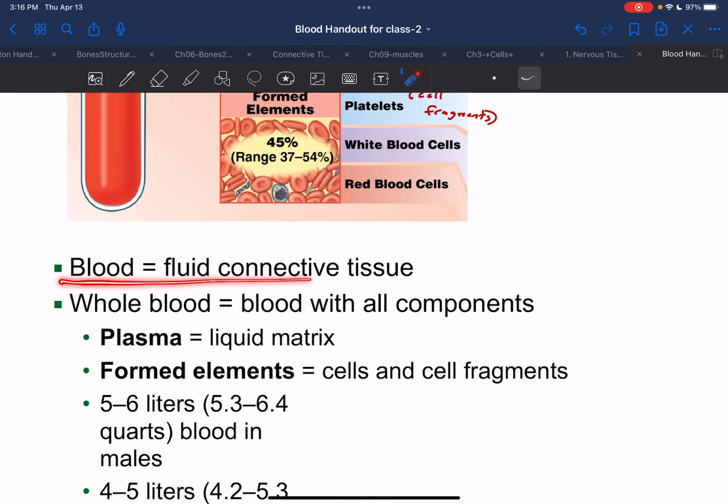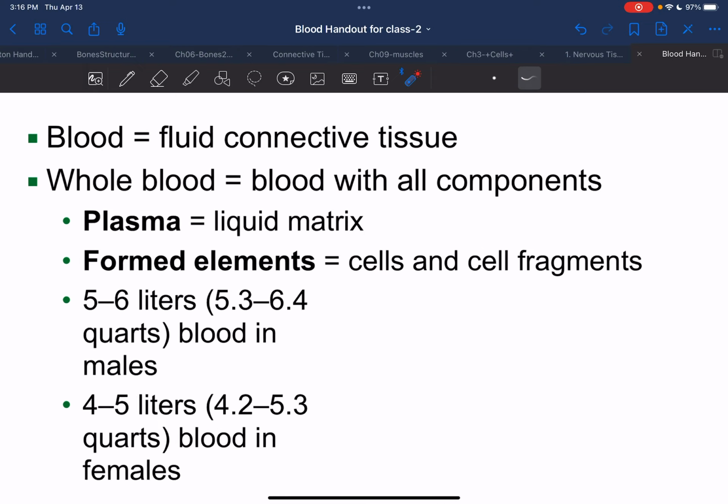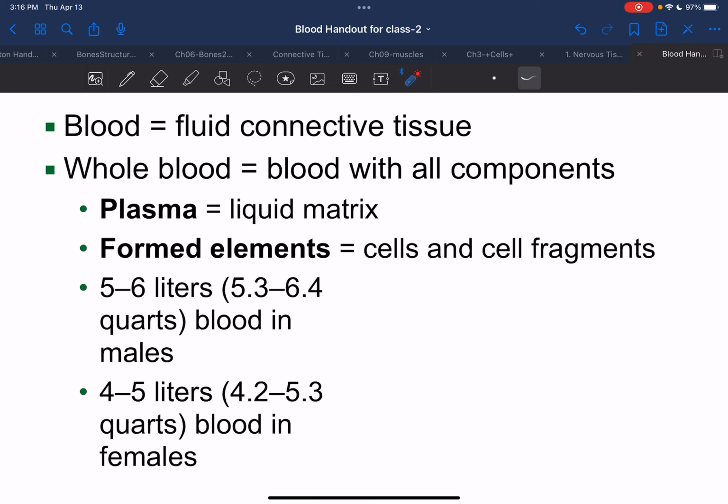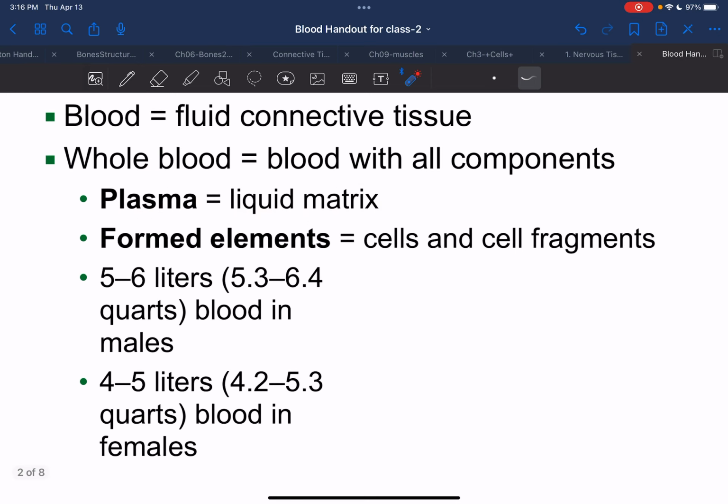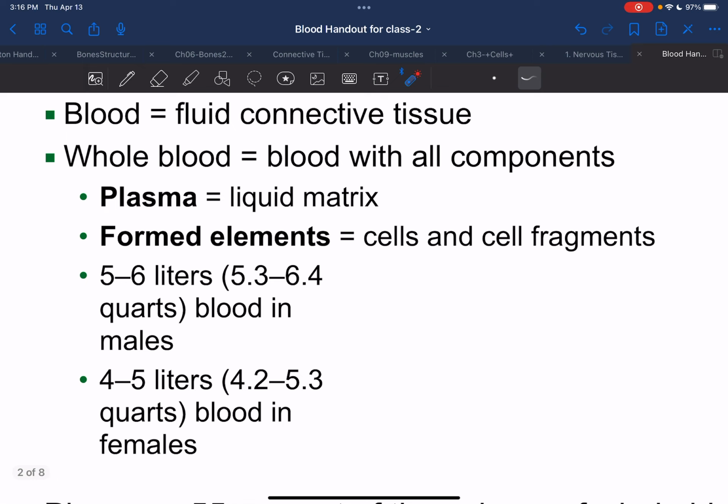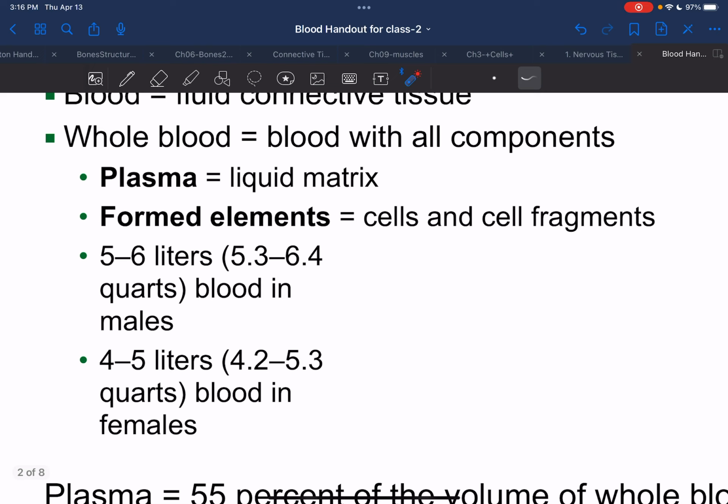Recall that blood is a fluid connective tissue. It connects multiple organs together by sharing or delivering those nutrients, gases, hence it's connecting them together. Plasma can be described now as our liquid matrix. Remember that the word matrix means the area around, and so the liquid area is the fluid that is in blood. Formed elements, these are going to be, again, those cells and cell fragments.